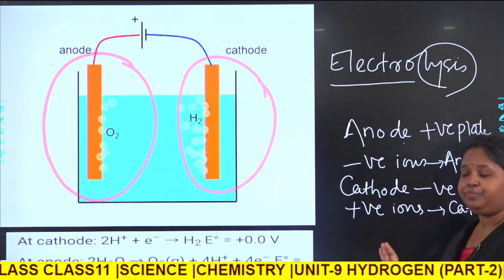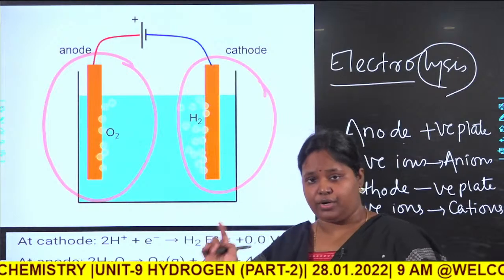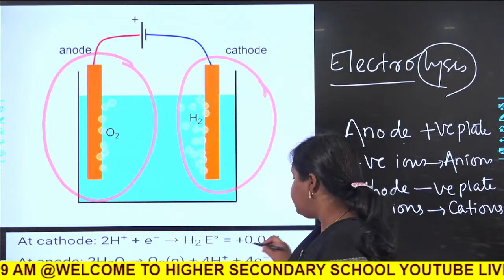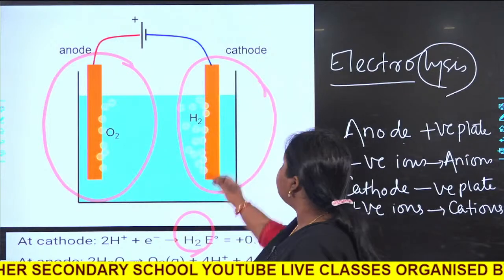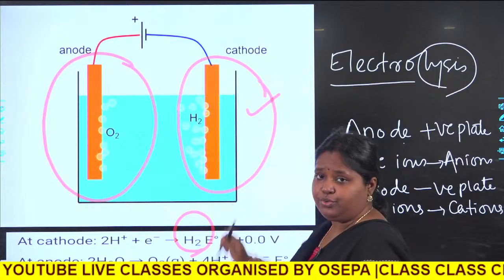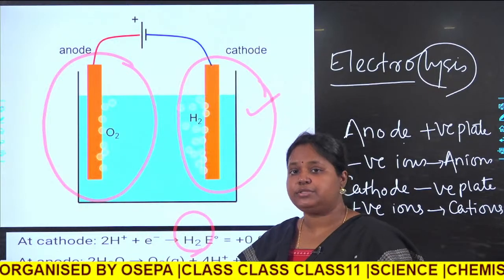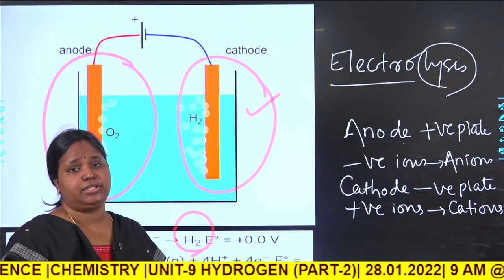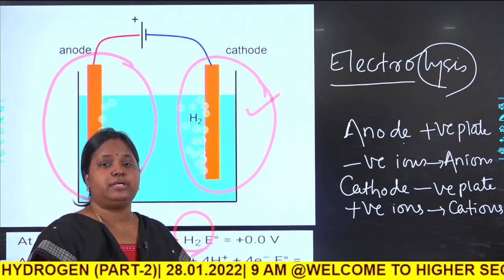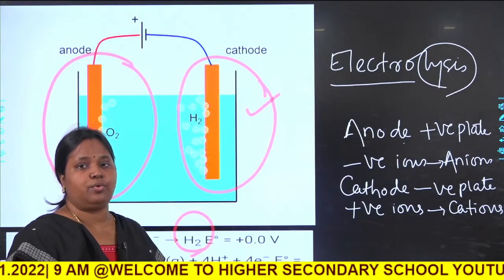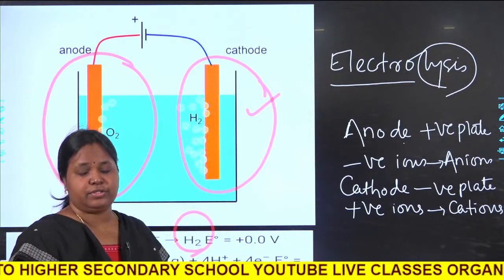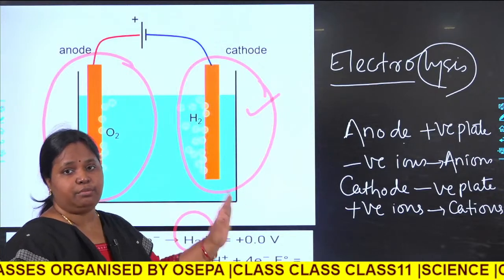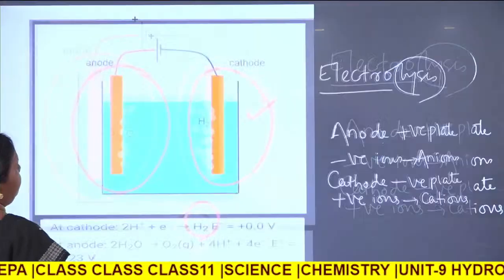During the electrolysis of water, at the cathode the hydrogen ion accepts an electron and gets converted into H2. At the anode, oxygen evolves. The terms reduction potential and discharge potential will be taught to you in the second year, in 12th. For the time being, you know that the positive ion will move towards the cathode and the negative ion will move towards the anode.